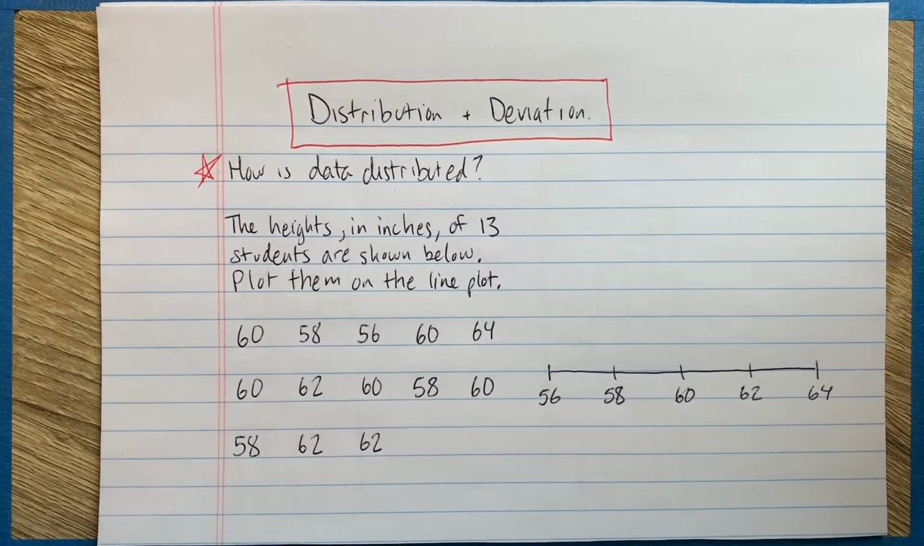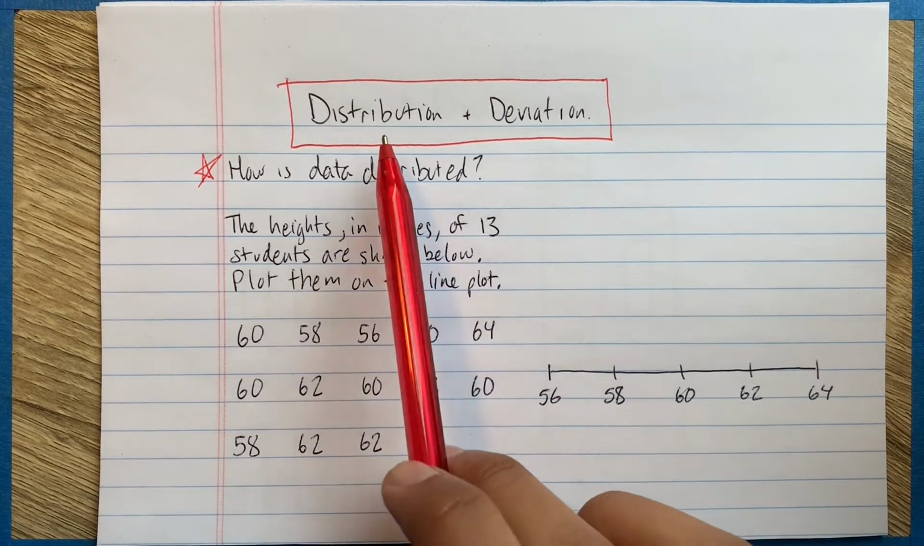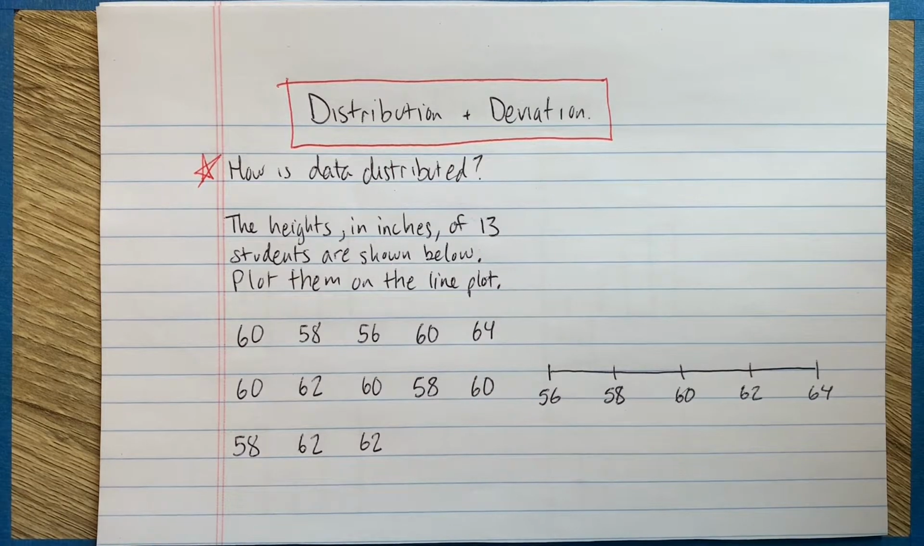The topic for this lesson is distribution and deviation. And when we say these two words, we're talking about the distribution of data and the deviation of data. So distribution just means kind of how spread out something is.